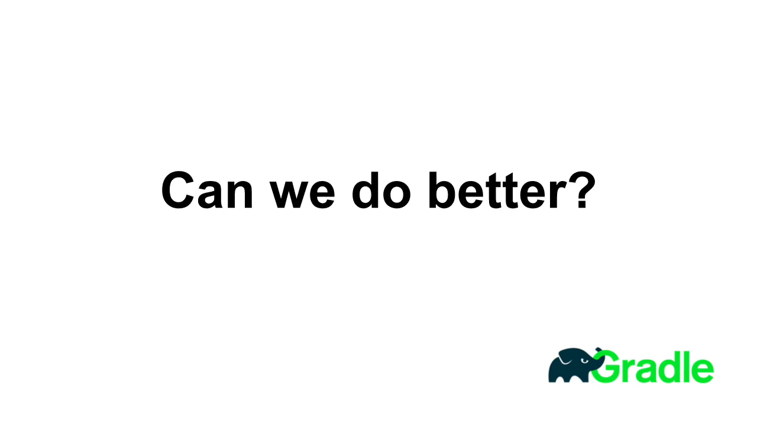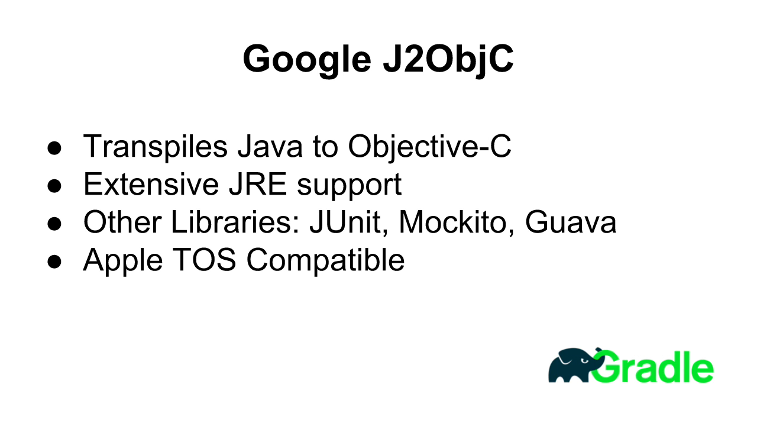So, on doing better, there was this project out of Google several years ago. This great engineer who used to work there, called Bruno Bowden, had this idea: could we actually run Java on iOS? The idea was that he would take Java code and convert, or transpile, it into Objective-C, and re-implement the Java runtime environment, support all your basic libraries, and do it in a way that's compatible with the Apple terms of service.